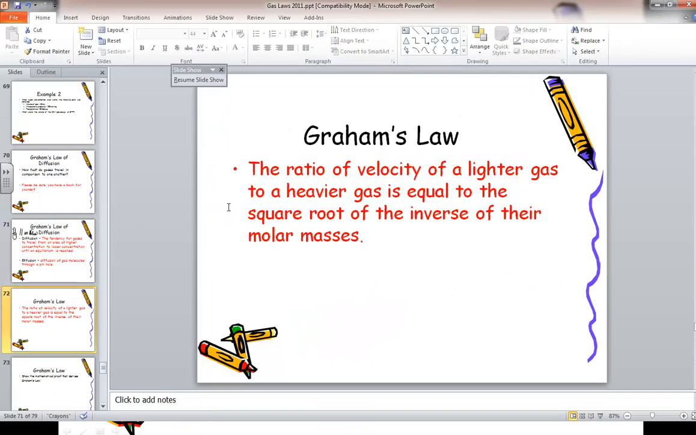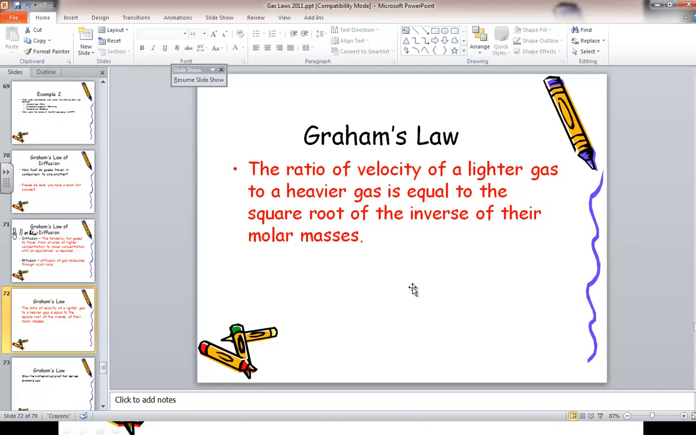Graham's Law of Diffusion is stated as the ratio of velocity of a lighter gas to a heavier gas, and it's equal to the square root of the inverse of their molar mass. I know that's a mouthful. I'll read it again as you write.